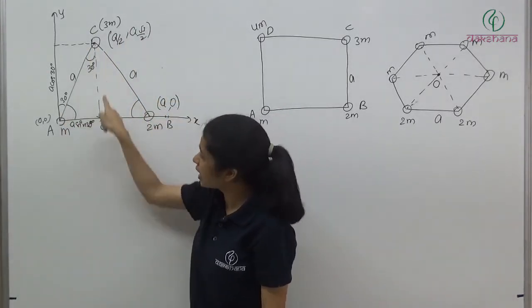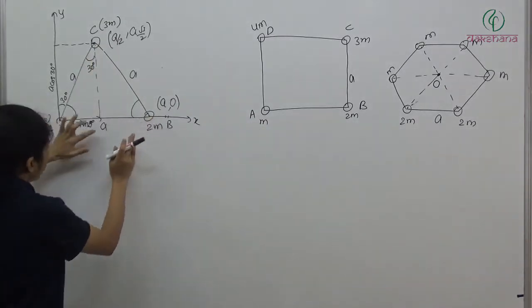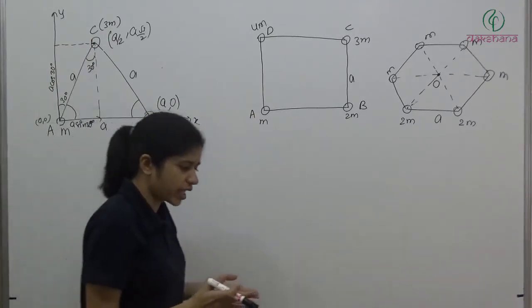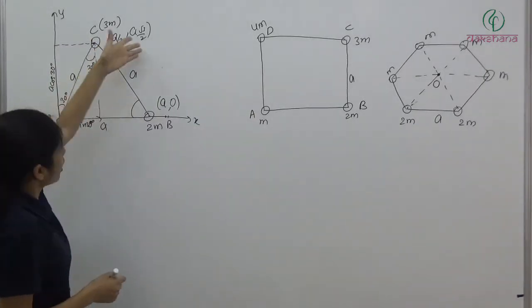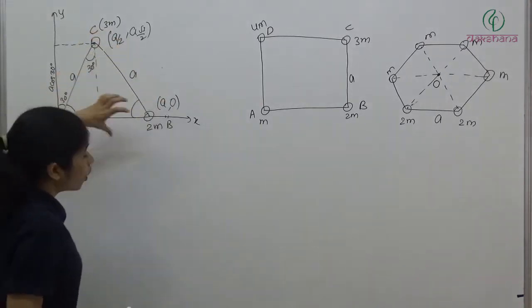Why? Because it is lying exactly at the midpoint of this line. So the x coordinate will be a by 2. You can say it directly, but now we have found it in another way also. So now we have the coordinates of all the three masses.